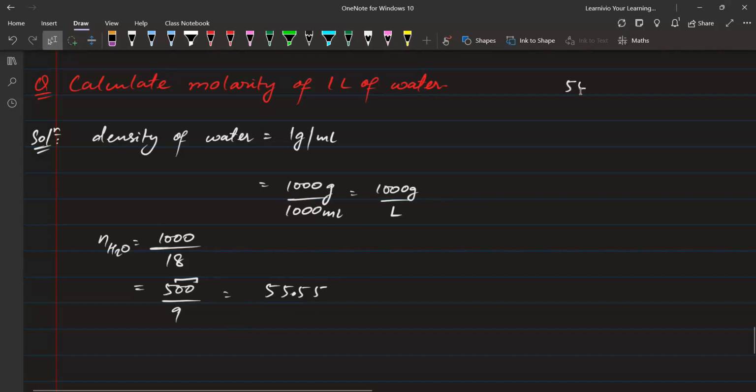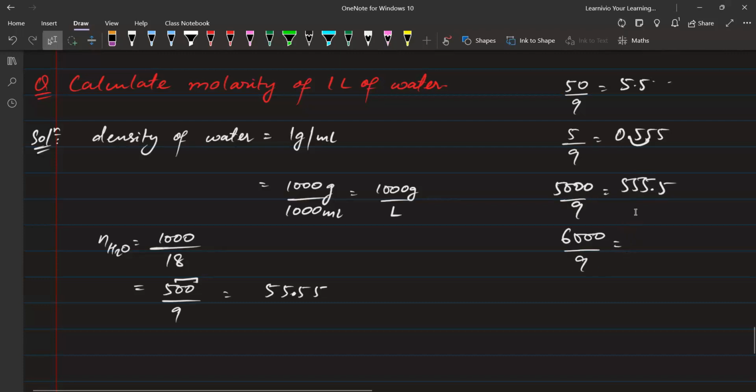For example, if you have 50 upon 9, this will be equal to 5.5555. If you have 5 upon 9, this will be equal to 0.5555. You will start from here. As one zero increases, the point moves one place. If you have 5,000 upon 9, then this will be 555.5. Three zeros, so write that many 5s. If you have 6,000 upon 9, how much will 6,000 upon 9 be? 666.6, it will become 667. Fine.